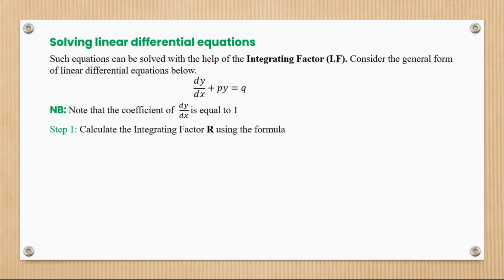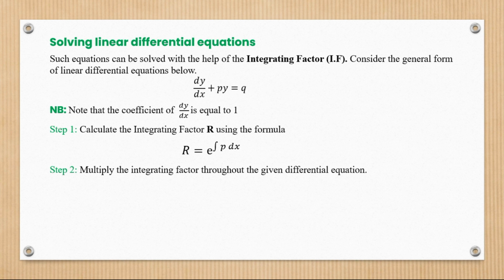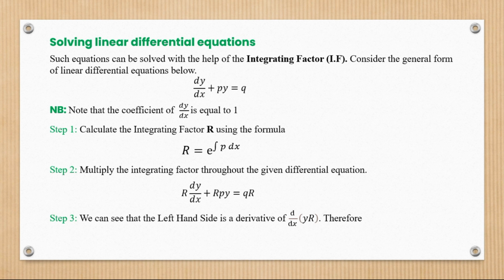Calculate the integrating factor r using the formula r is equal to e to the power integral of p dx. Whatever value of p is here is going to be in the integral, and that's how we're going to find the integrating factor. Multiply the integrating factor throughout the differential equation, then we'll have r dy/dx plus r p y is equal to q r. Lastly, we can see that the left hand side is the derivative of y times r. So we end up having d/dx of yr is equal to qr.